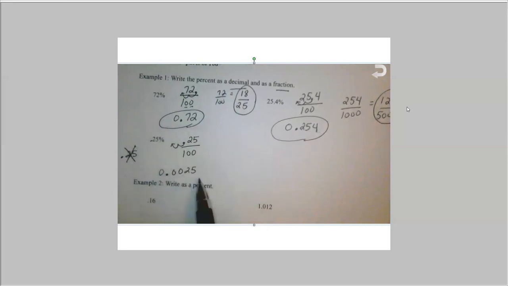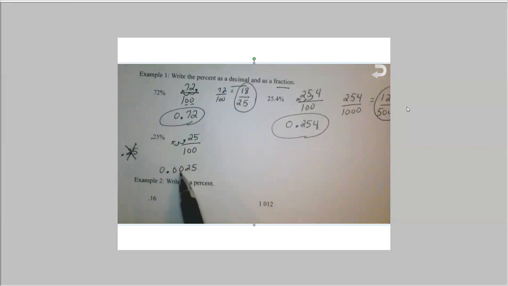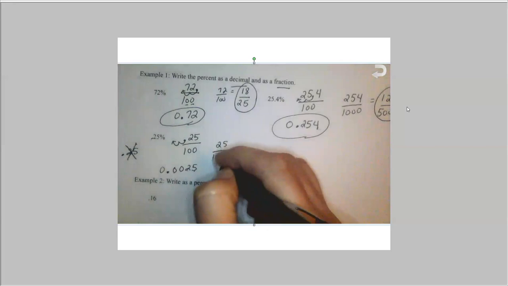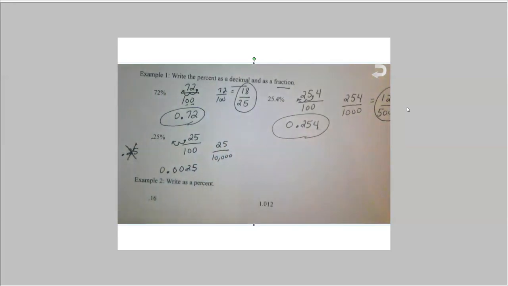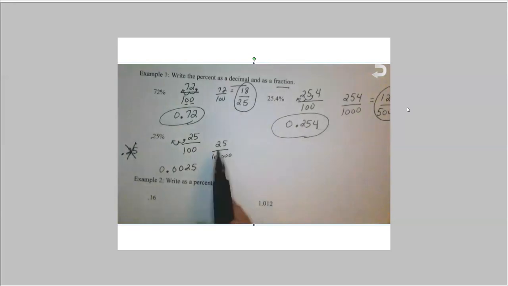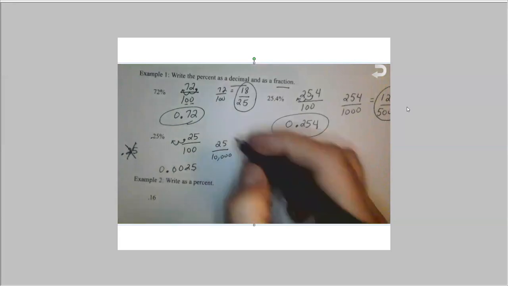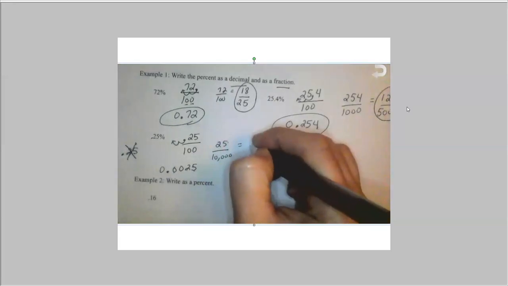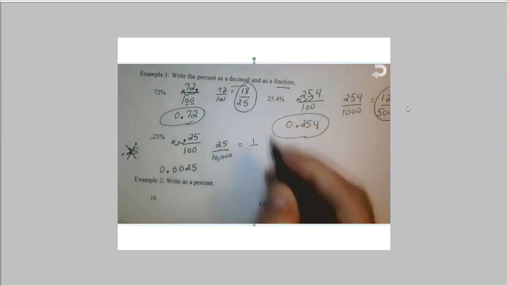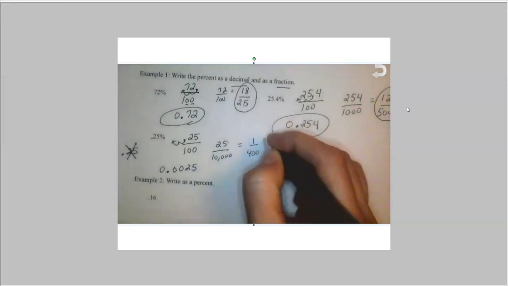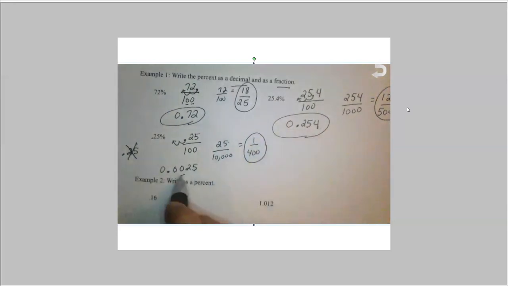So if I want to go now to a fraction, I've got tenths, hundredths, thousandths, 10,000ths. So that's 25 10,000ths, okay? I want to reduce. 10,000 divided by 25 is 400. So 25 divided by 25 is 1. 10,000 is also divisible by 25, and that would give me 400. So reduce that down as far as you can. That's how we get a decimal and a fraction from a percent.